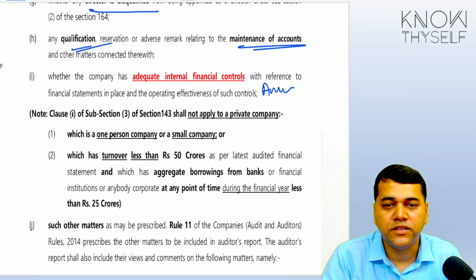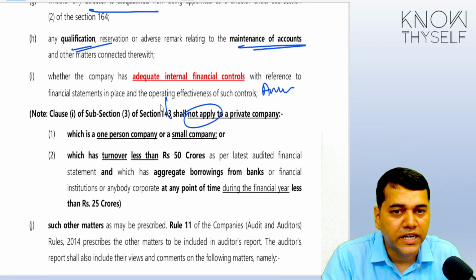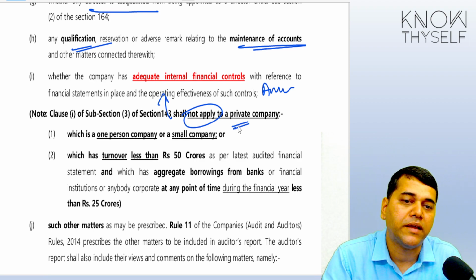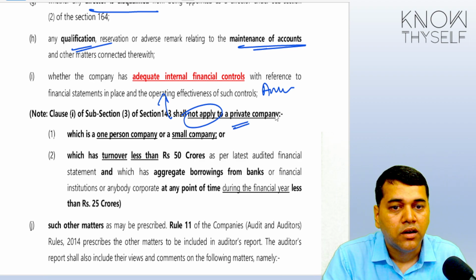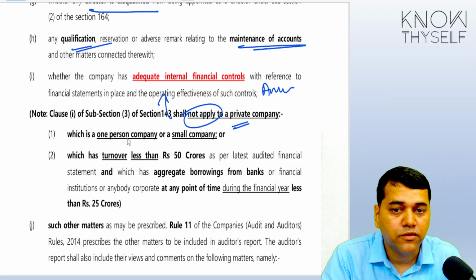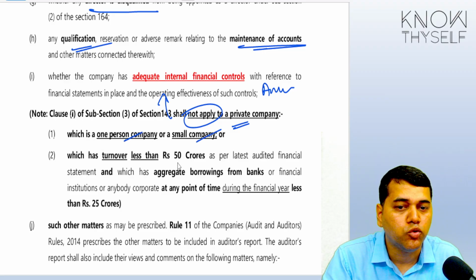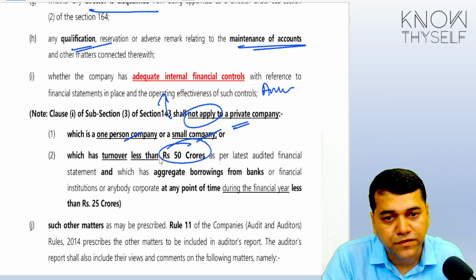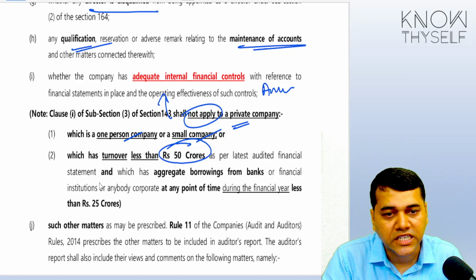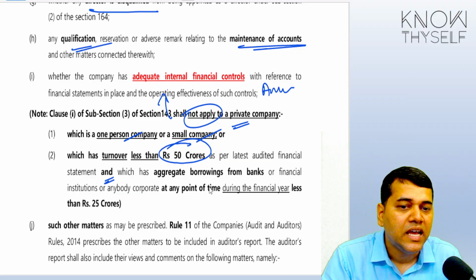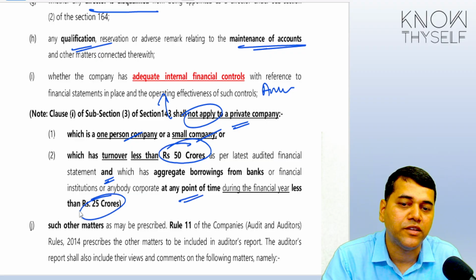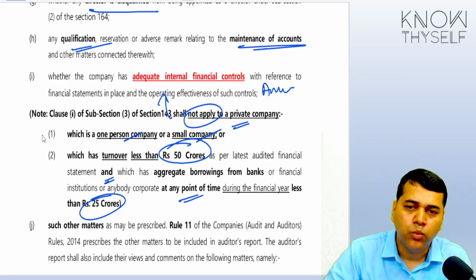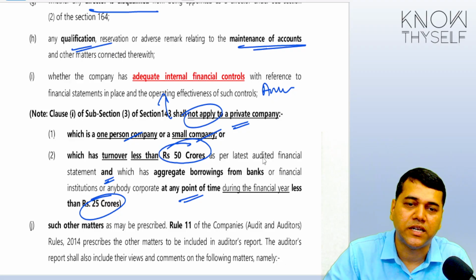Now, this is not applicable. This particular internal control reporting is not applicable to a private company. Why? Which is a one-person company or a small company, or whose turnover is less than 50 crore as per the latest audited financial statement, and aggregate borrowing made from the bank at any point of time is less than 25 crore. See, primarily, why have they exempted such private companies?